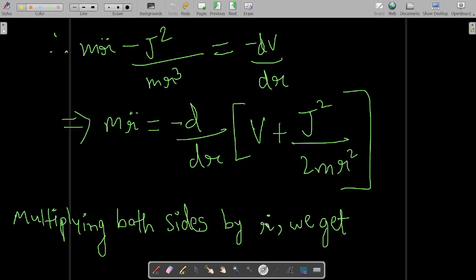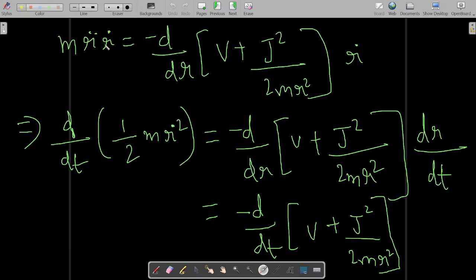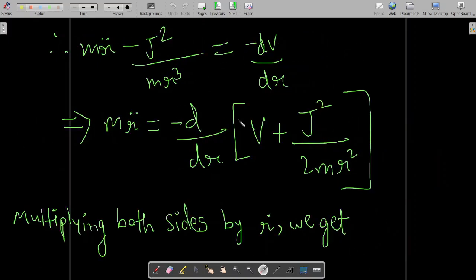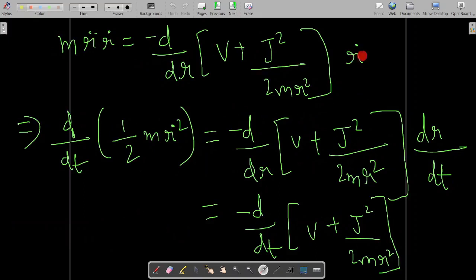Now multiplying both sides by r dot. So we will multiply this side also by r dot and this side also by r dot. What do you get then? So m r double dot r dot equals minus d by dr. This expression we will write as it is, and r dot we have multiplied.